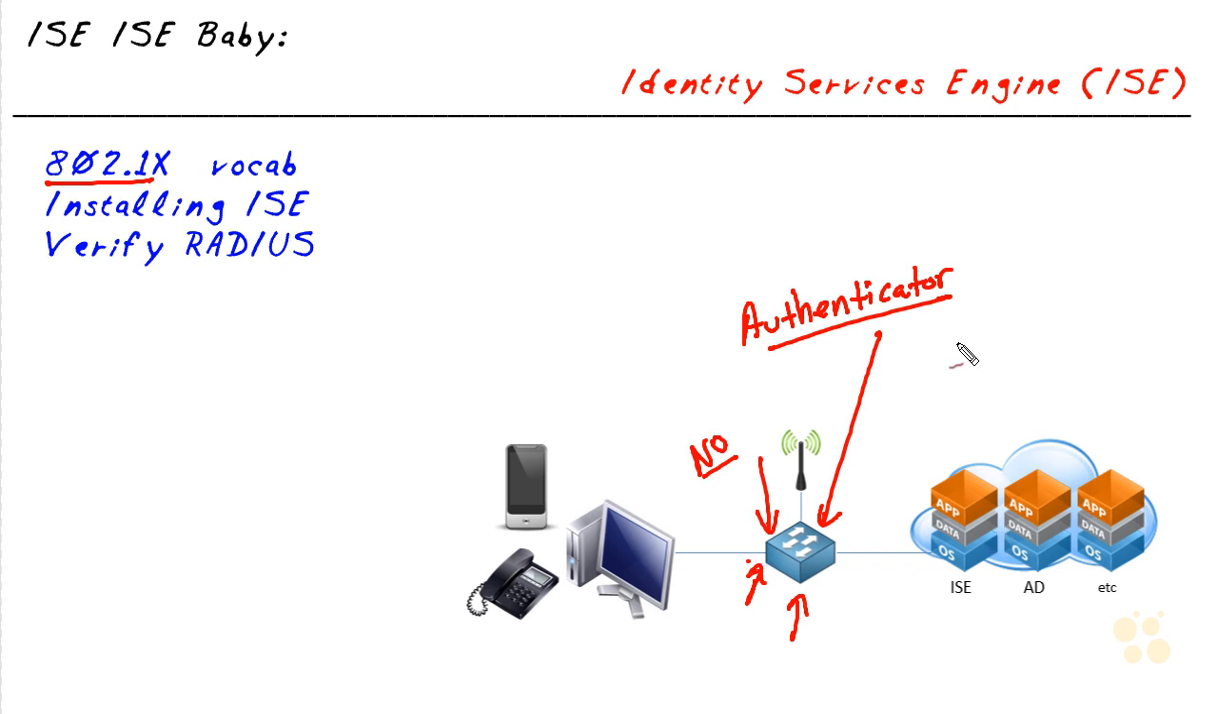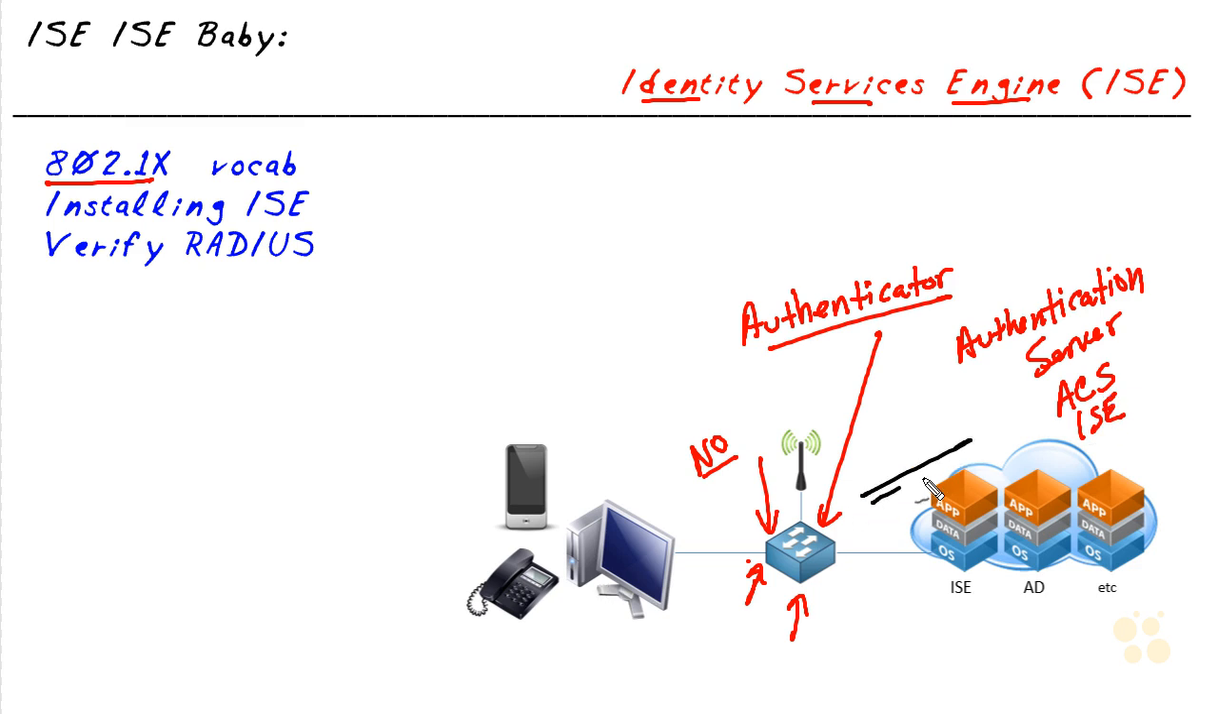On the back end, we have an authentication server. And the authentication server could be Cisco's Access Control Server, ACS. It could be Cisco's Identity Services Engine, ISE. Or as we like to call them, ICE, ICE, baby. And the language of love between the authenticator, in this example the switch, and the authentication server, whether it's ACS or ICE, is very likely for user-based authentication going to be using the protocol called RADIUS.